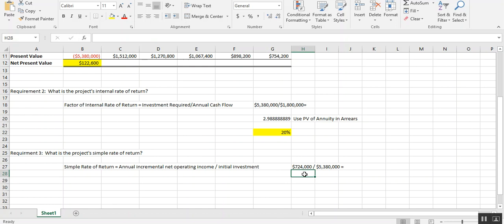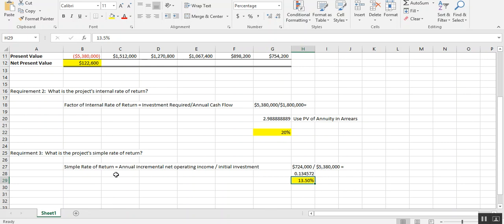And if we do that calculation, it would be .134572, or about 13.45%. So let's move the decimal in to make this a percent. I just changed the format of that. So that's actually what the simple rate of return is.